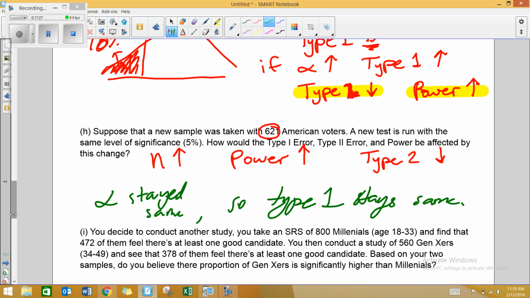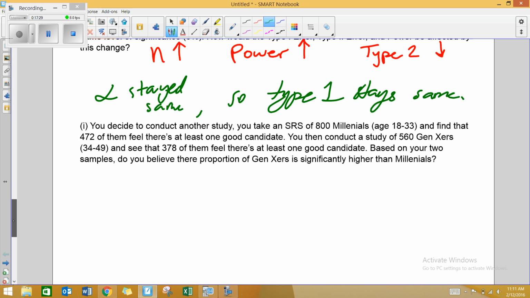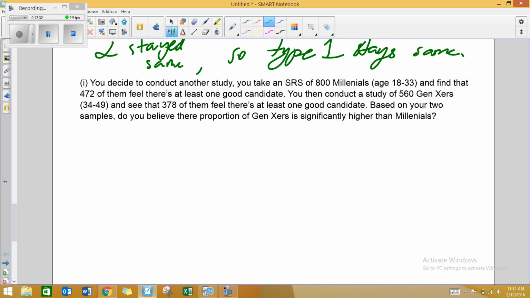Nothing more to it. All right, so you decide to conduct a study of millennials and Gen Xers. So we want to know, is there evidence that the proportion of Gen X is significantly higher than millennials?